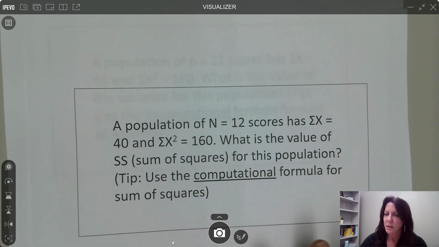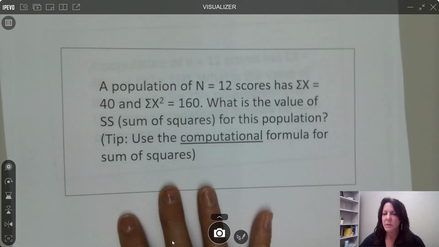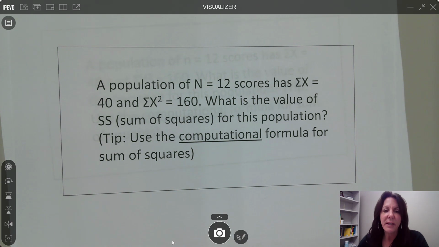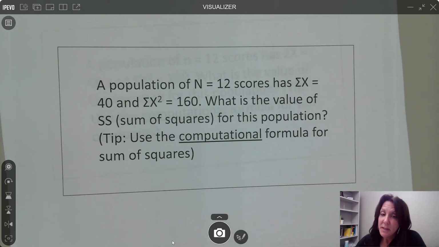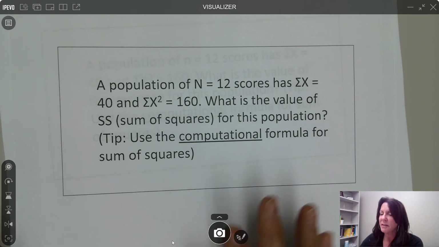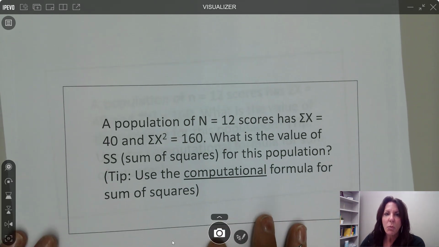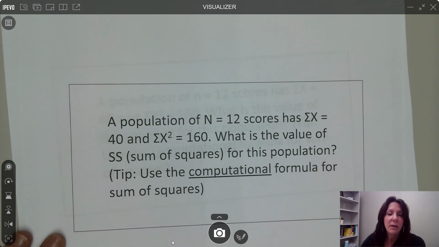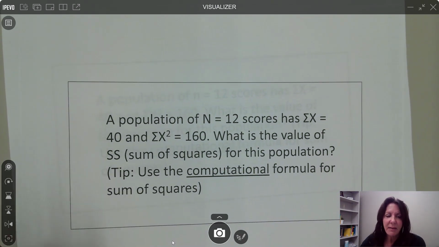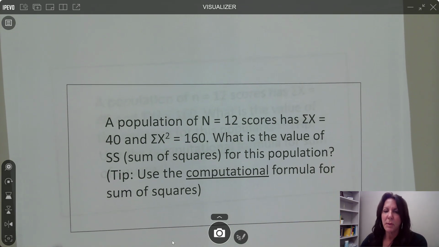All right, so sometimes you're going to have questions that specifically ask you to use the computational formula. So we've been using the definitional formula. The last one we just did was the definitional formula for sums of squares. But we want to use the computational formula sometimes. It's interesting, we use the computational formula when we have numbers that are going to produce a lot of decimals. It just makes it easier. But for you as beginners in statistics, I recommend the definitional formula usually.